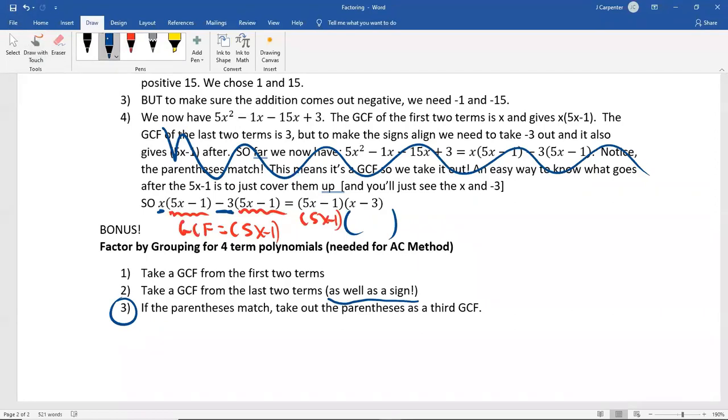And what goes in here, what I do is I say just use your hands to cover up the GCF in the previous line. So where we have all the blue and the red ink right here, me covering this with black ink is going to be me covering it with my hand. So this is me covering the 5x minus 1 with my hand. This is me covering the 5x minus 1 with my hand. What do you see left over? You see this x and this minus 3, and that's exactly what goes in the other parentheses, x minus 3.